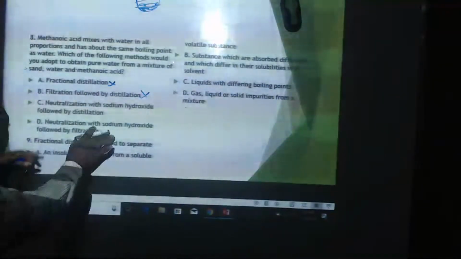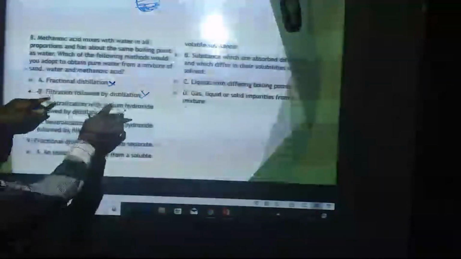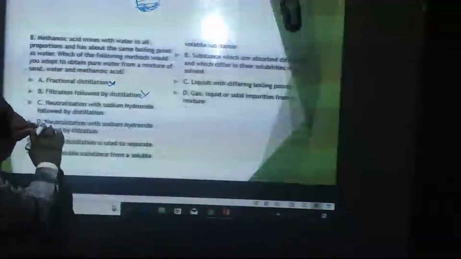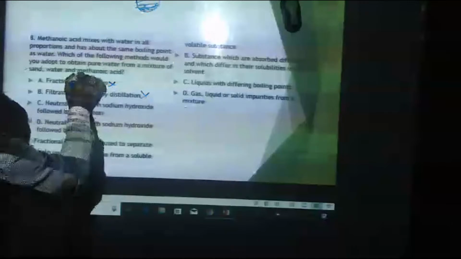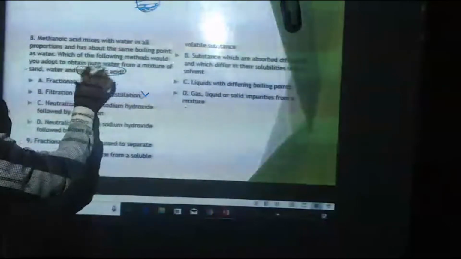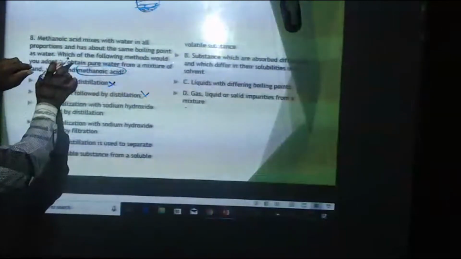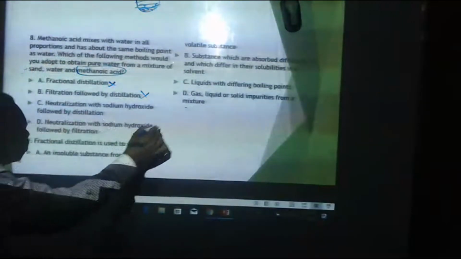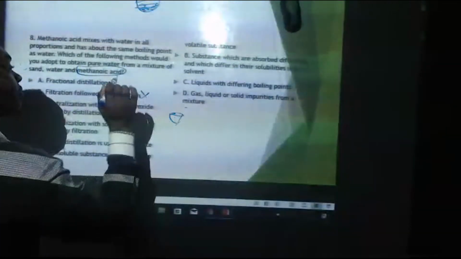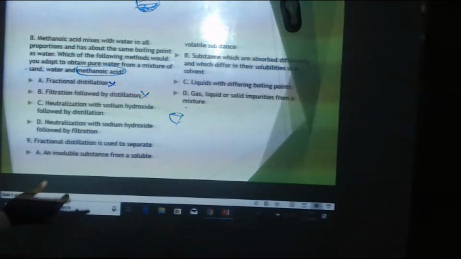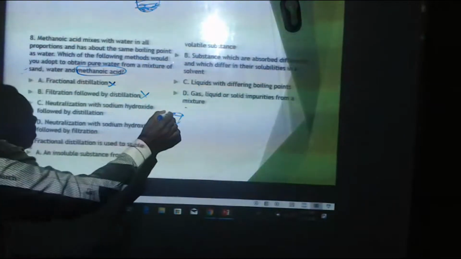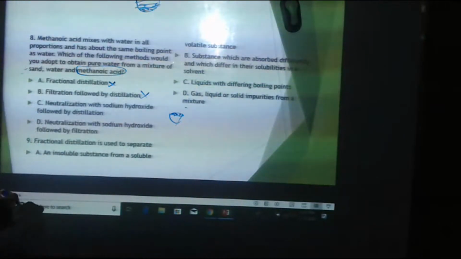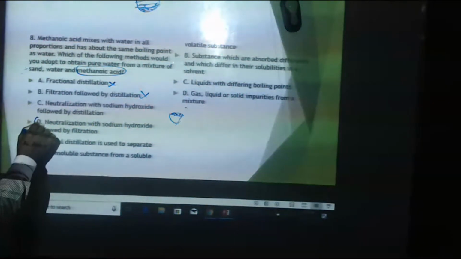I think I'll actually go with this because once you neutralize with sodium hydroxide, you're able to remove the acid. So you're now left with your sand and your water. Now you can filter it using your filter paper. The sand there now will remain at the top. So I'll go for this.